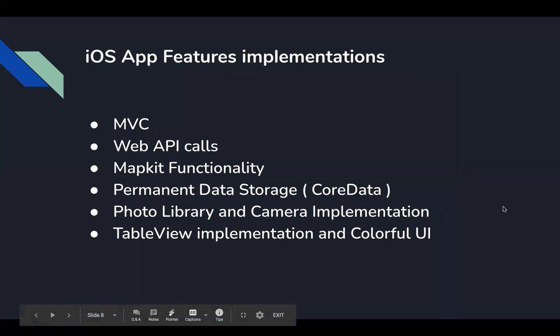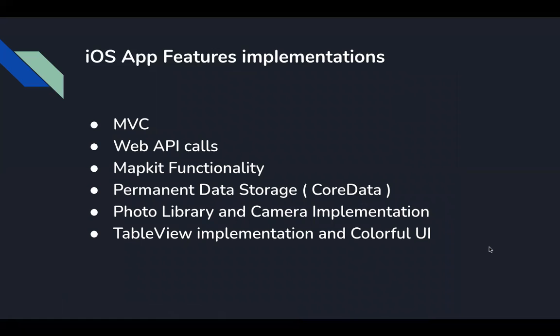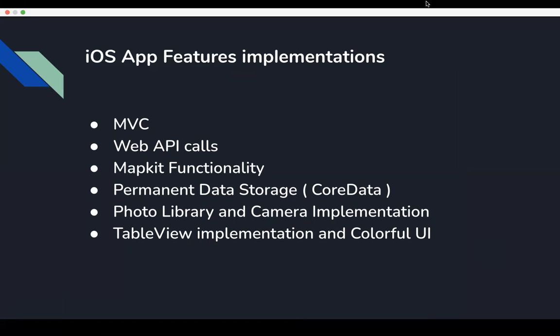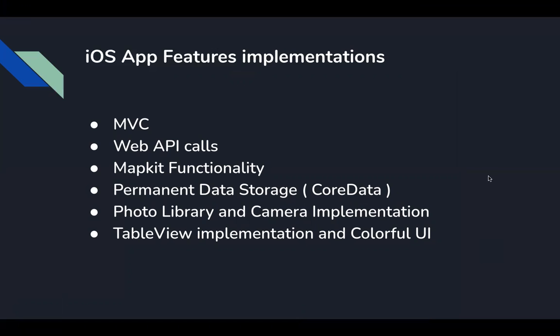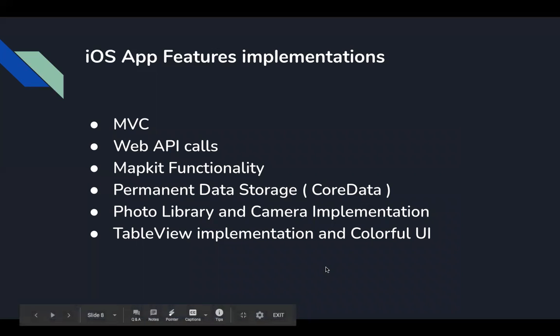now the features implemented in the iOS app. Different web API calls have been done, as you saw, like the restaurants listing, the nearby restaurant listing, the drinks which you want to buy, favorite coffee shops, their contact details, and their website link. A MapKit functionality has been implemented. There's also permanent data storage. Core Data has been used. There's also photo library and camera implementation done. There's table view implementation and a colorful UI, as you saw with the green backgrounds and yellow.